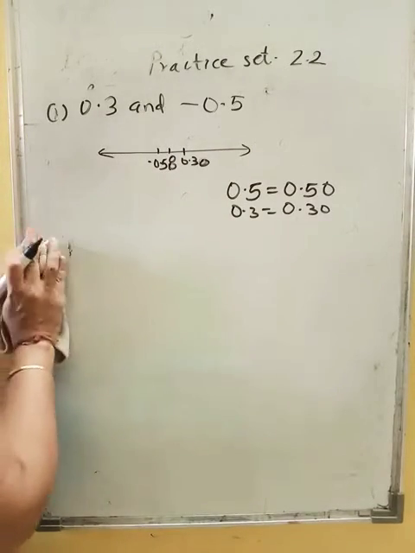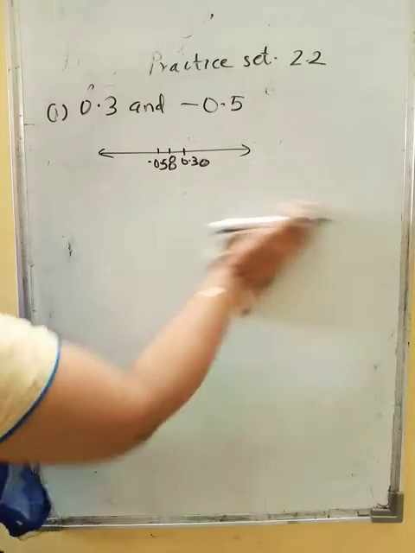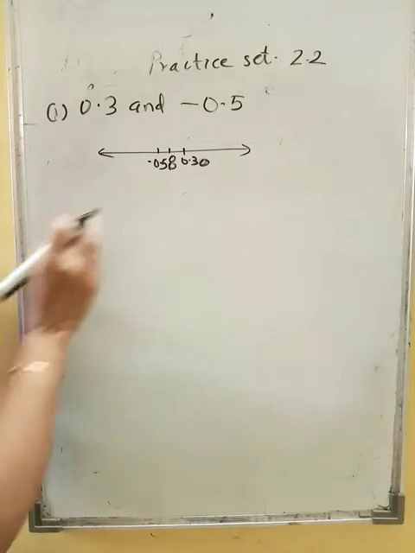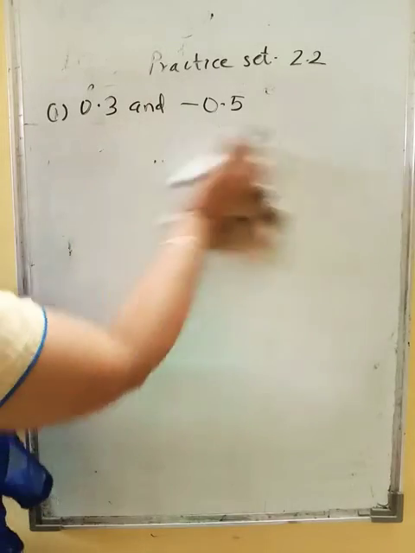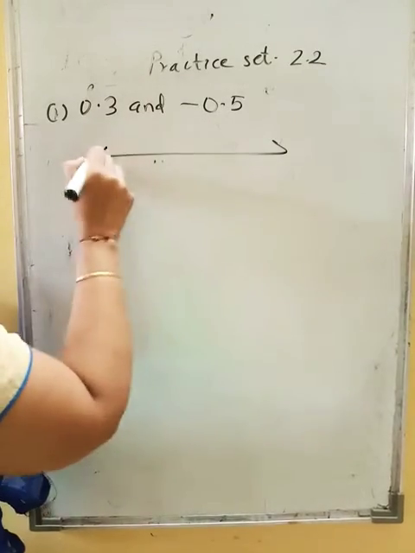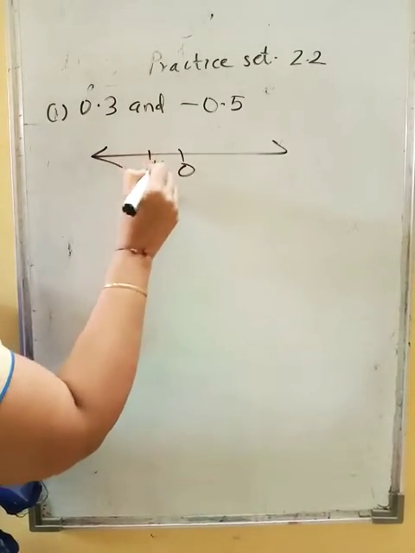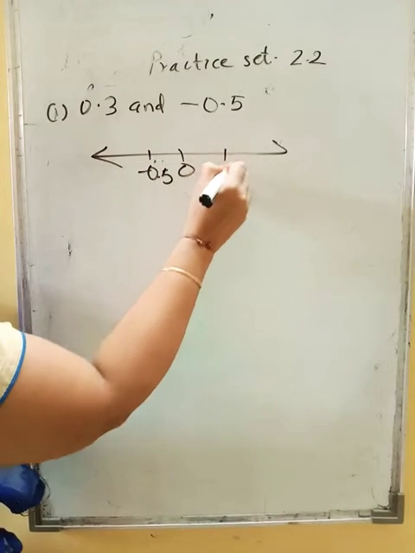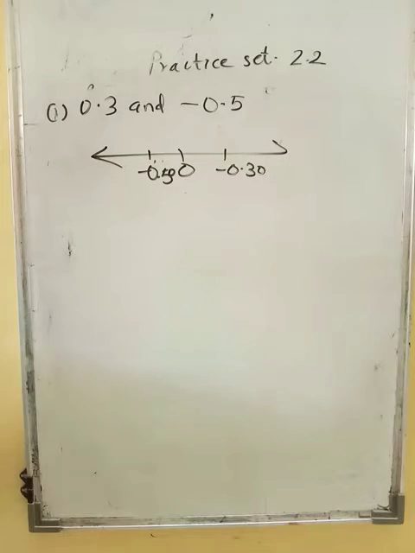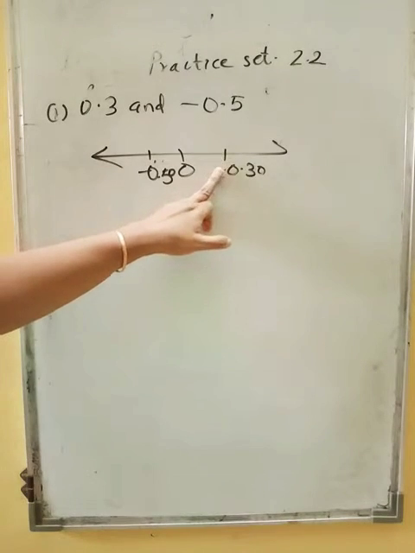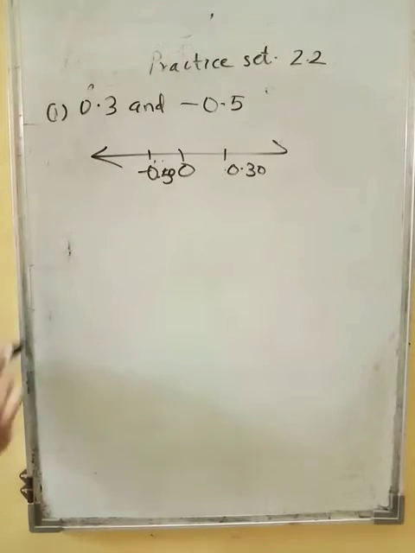Now negative numbers are towards the left hand side of 0 and positive numbers are towards the right hand side of 0. So if you see on the number line, this is 0, here you have minus 0.5 and here you have 0.3. So I'll just add a 0 to it. Now children, here plus 0.30, you can find the numbers.